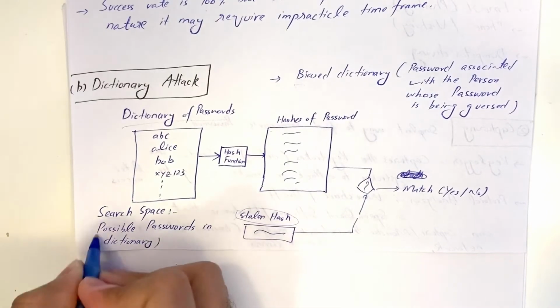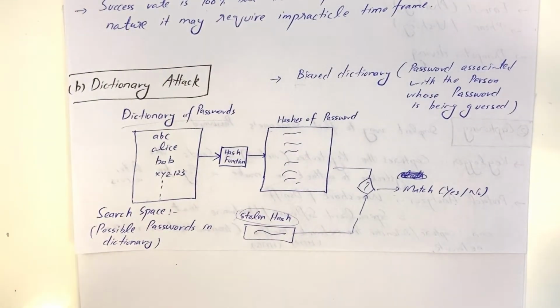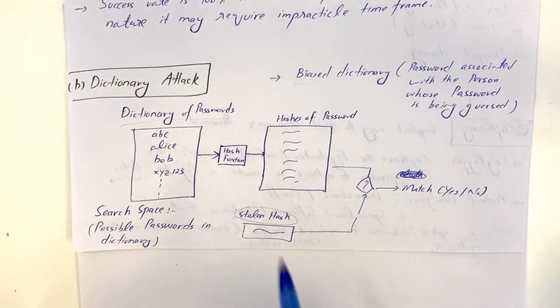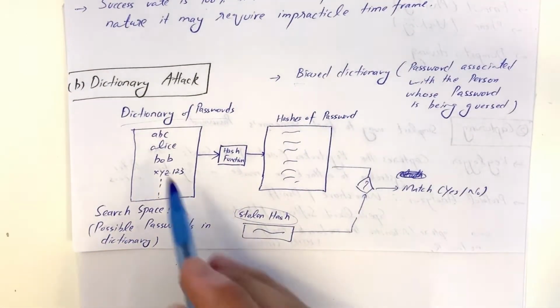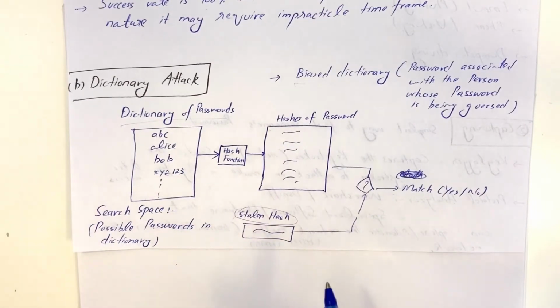So possible, like the number of possibilities. The set of possible passwords in a dictionary is called the search space. If you have a biased dictionary, you will have a small search space. If you have a small search space, automatically what will happen? The speed of attack will be faster.